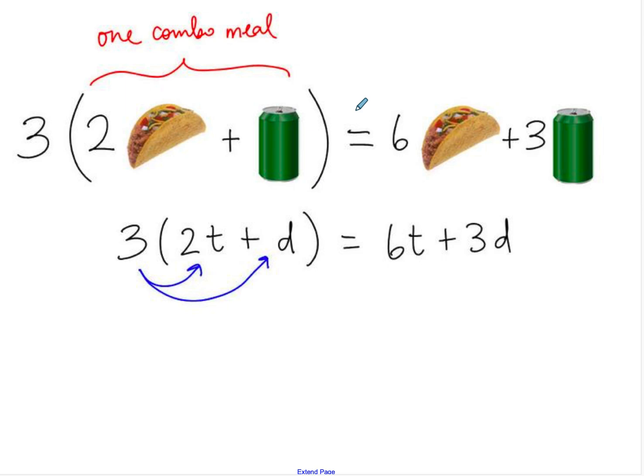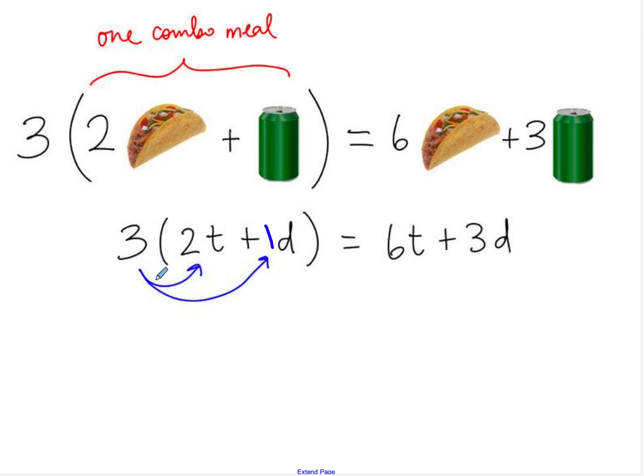The same is true if I use letters T for taco and D for drinks. 3 times 2T, remember 2 means how many? 2 tacos. So 3 times 2 tacos, well 3 times 2 is 6. I can multiply your coefficients. And then 3 times my drinks, D just means 1 drink. And again, if you see something like that and you want to put the 1 in there, you certainly can. 3 times 1 is 3, so I have 6 tacos, 6T, plus 3 drinks.